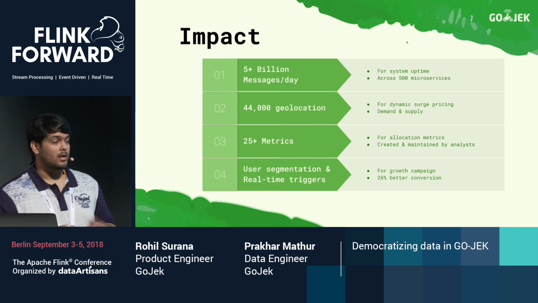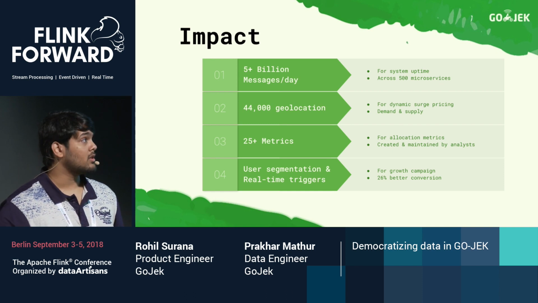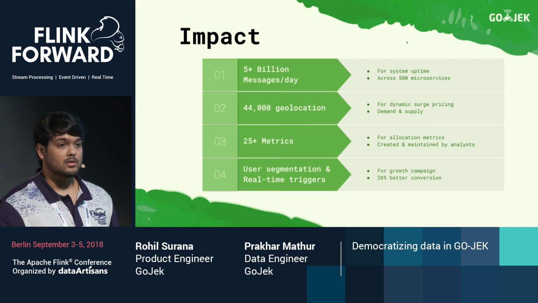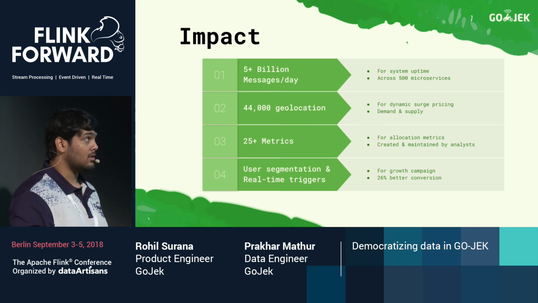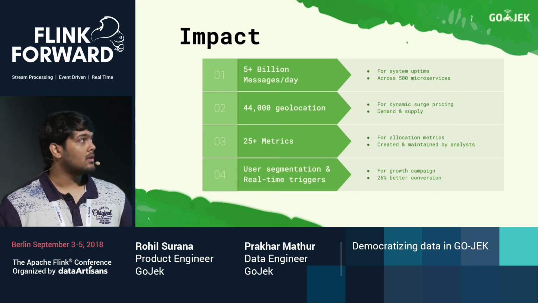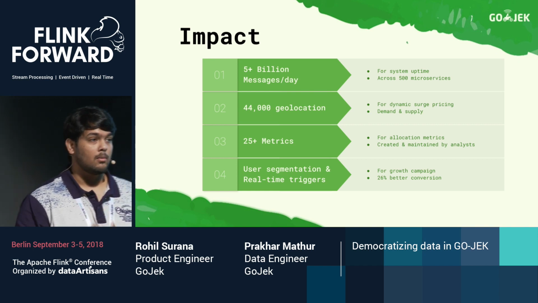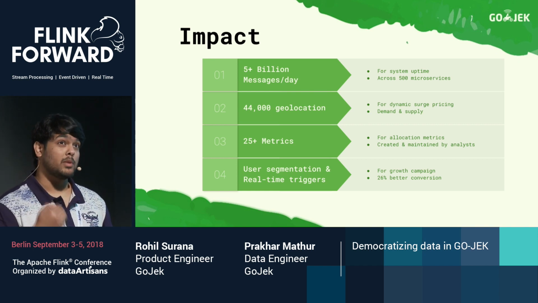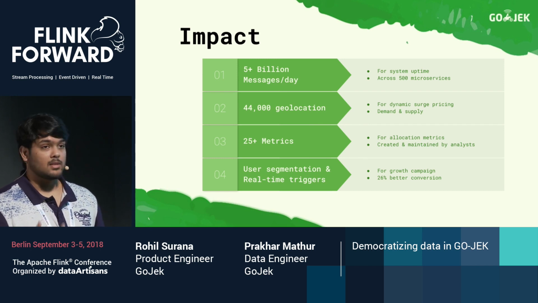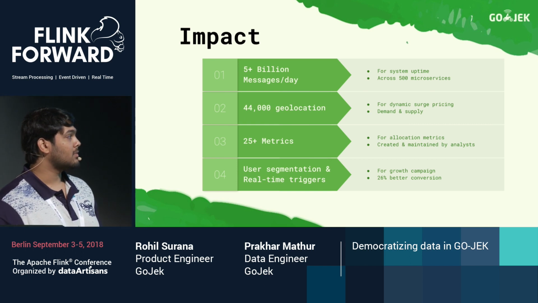Another one is demand and supply, as Rohil was mentioning. There are around 44,000 geolocation points, and we look at the demand and supply around all those points so we can have surge pricing on them. Another one is allocation metrics: what bookings are created, how many are completed, how many were completed compared to the last week, what the conversion rate is, and what the acceptance rate by drivers is. These come to around 25 plus metrics.